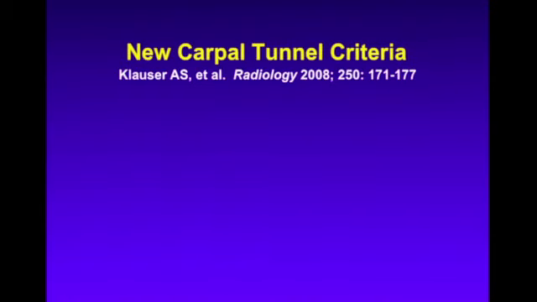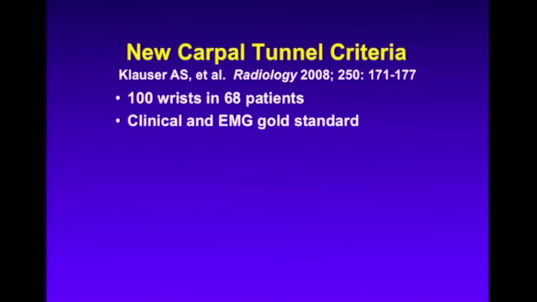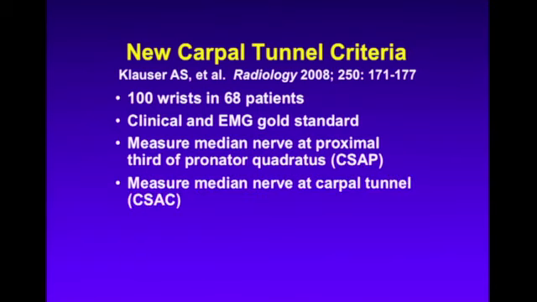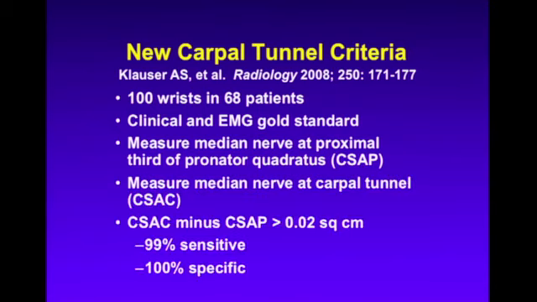Now, the new criteria, of course, they're now 8 years old by now, but new compared to the criteria we initially started using, were in a paper published in Radiology, where they looked at 100 wrists in 68 patients. They compared to clinical and EMG as their gold standards. They measured the median nerve at the proximal third of the pronator quadratus, and they measured it at the carpal tunnel, and then they subtracted one from the other. And if that difference was greater than 0.02 square centimeters, it was extremely sensitive and specific for carpal tunnel.